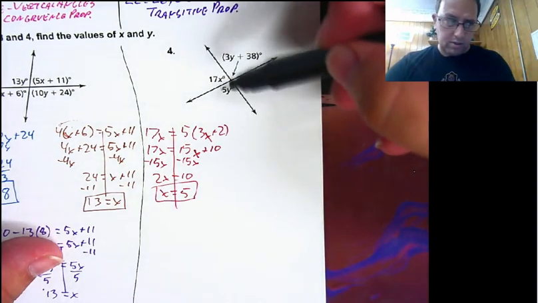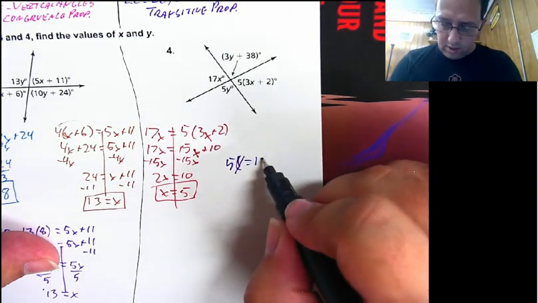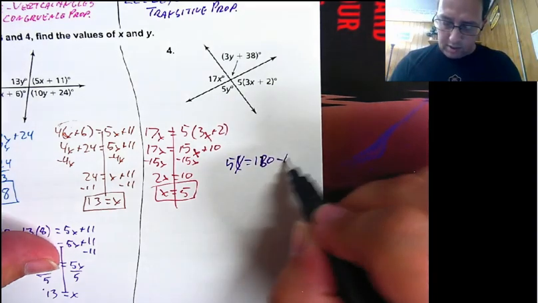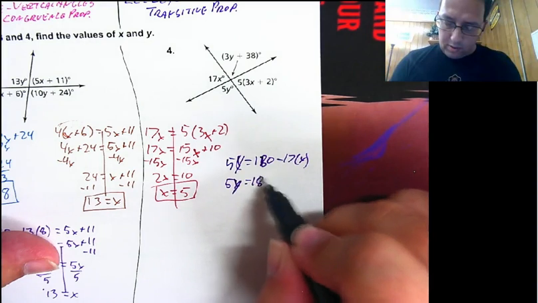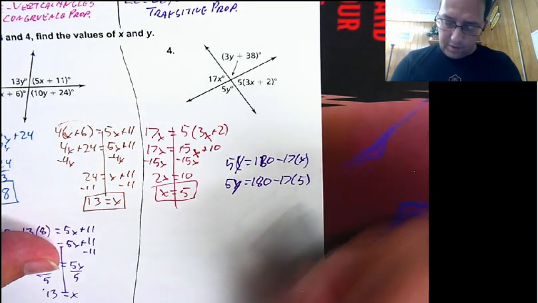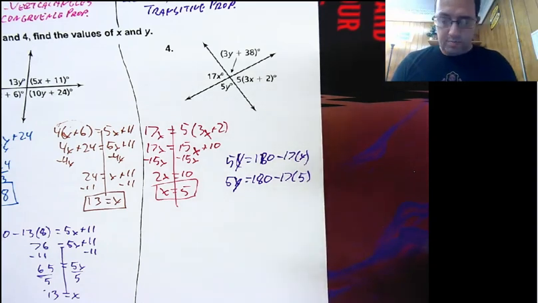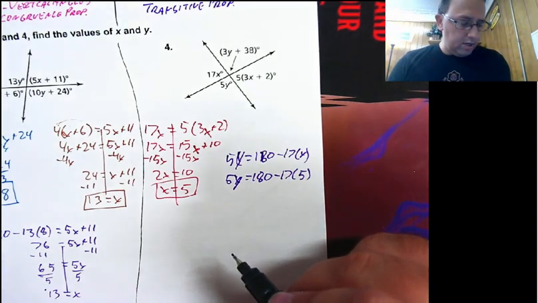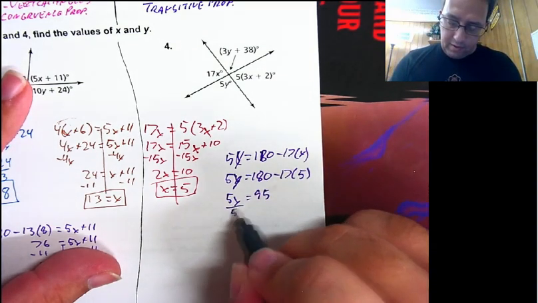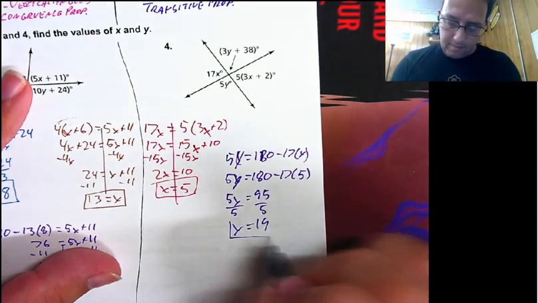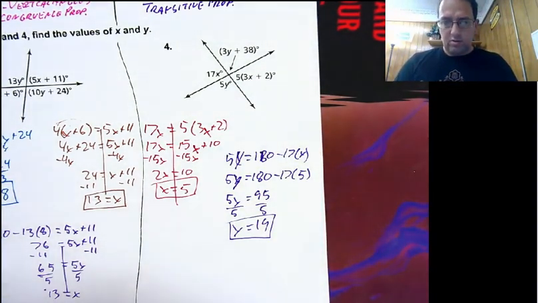Actually, that looks real easy right here, doesn't it? So we have 5y equals 180 minus 17x, right? But I know what x is. So 5y equals 180 minus 17 times 5, which is 85, I believe? 17 times 5, just to make sure. Yep, 85. So 180 minus 85 is 95. So 5y equals 95, divided by 5, and y equals 19. And if you set your y's equal to each other, since they're vertical angles, you still would have gotten y equals 19. Also works.